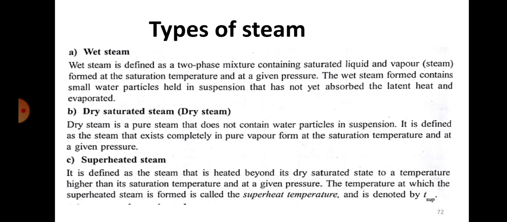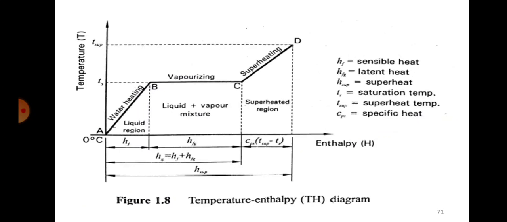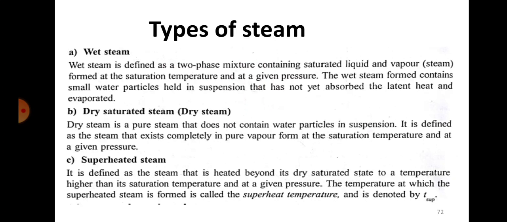So it is defined as the steam that exists completely in pure form at the saturation temperature and at a given pressure. So if you go to the graph and see, we are talking about point C here. So point C represents dry steam. Okay, not any point here. So at point C only it becomes dry steam.